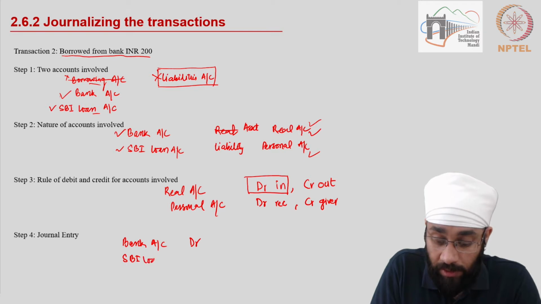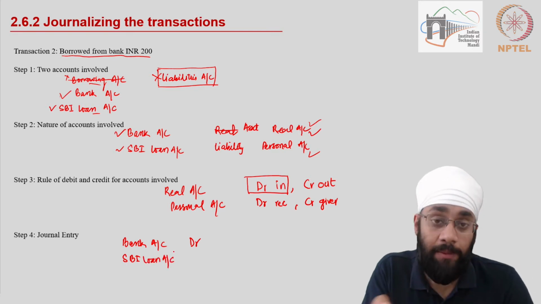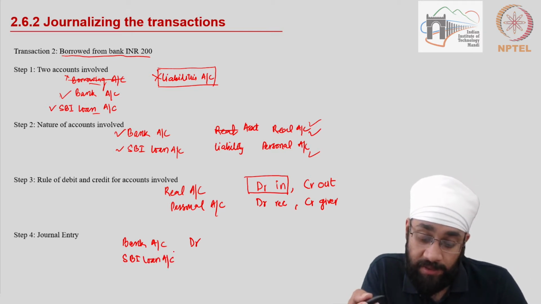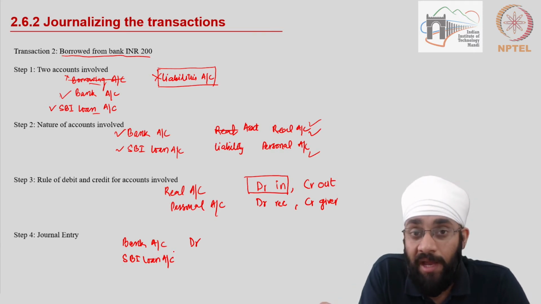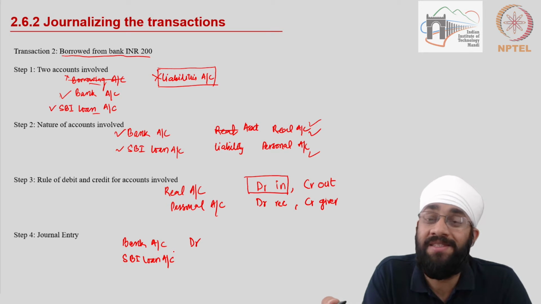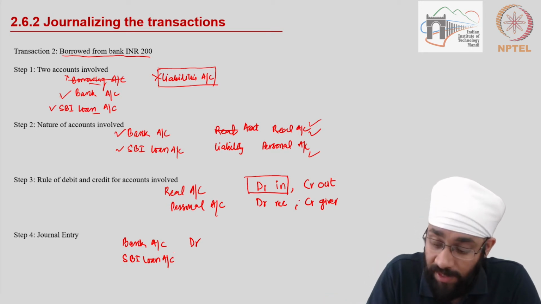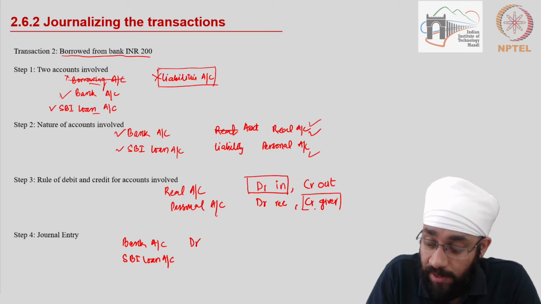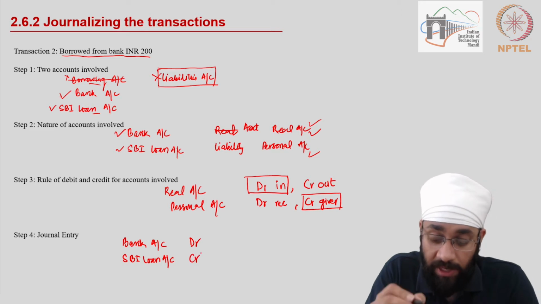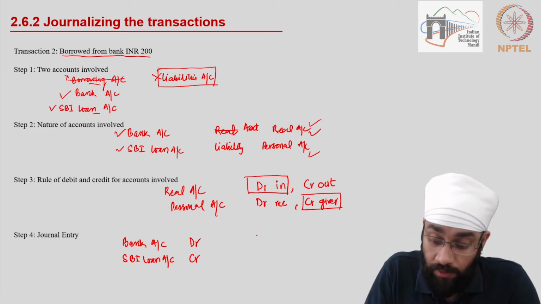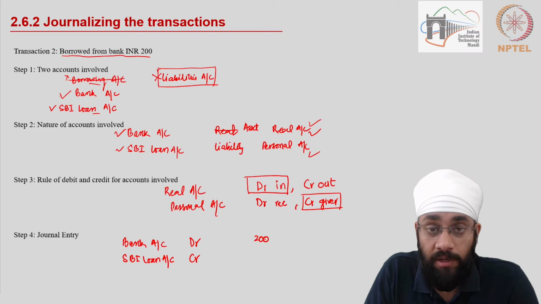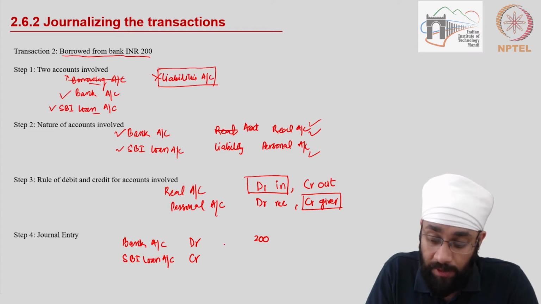So SBI loan account is a liability. And again, the loan liability represents the bank. And bank, in this case, is the giver of the loan. So that's how you have to read this. So credit the giver. SBI loan account credit. There you go. You write 200 in front of the debit column, debit row, and 200 in front of the credit row.